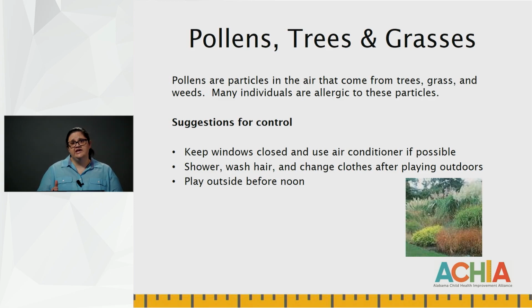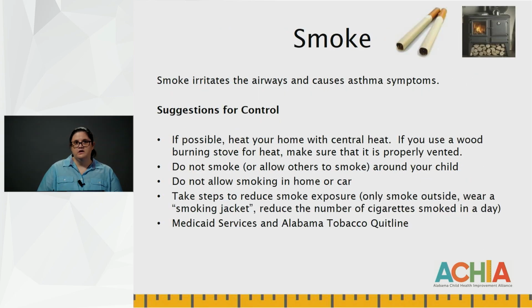Now we're going to move into the irritant triggers. The first one that we're going to talk about is smoke. Smoke irritates the airways and can cause asthma symptoms. Smoke, we think about tobacco smoke, and that's an important one, but smoke comes in other forms as well. So any source of smoke can be a trigger.